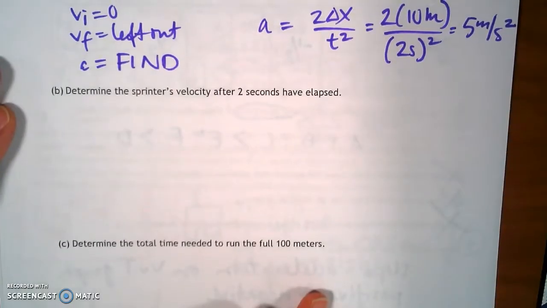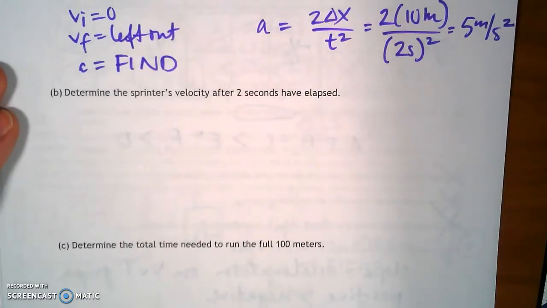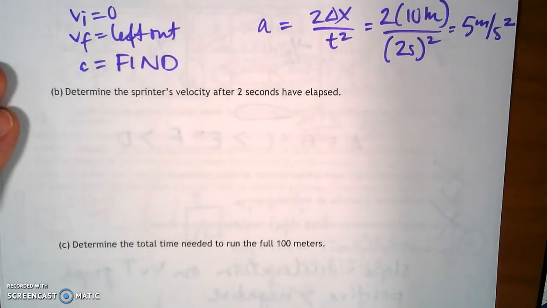For part B, the sprinter's velocity after 2 seconds have elapsed. Oh, but I'm going to run out of time on my little video here, so I'm going to pause it.